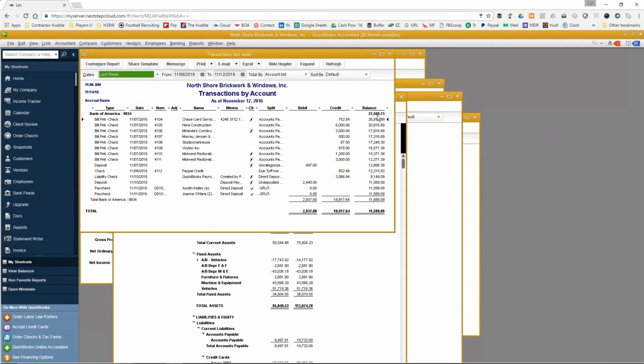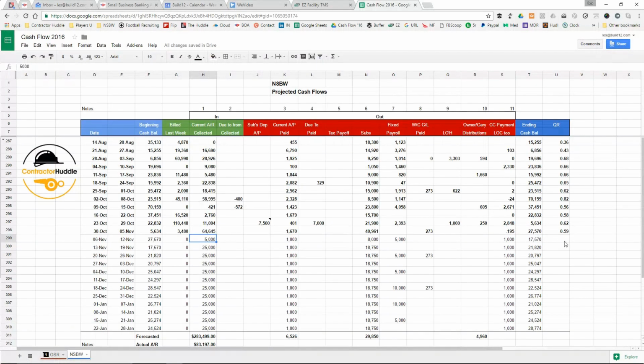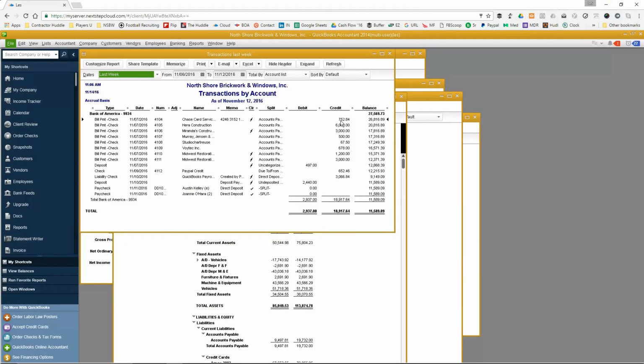It says 27,570 is my beginning balance. My ending balance is 11,589. So I'm going to come down here and put 11,589 right here as a temporary number so that I know what I'm trying to get to. So this ending balance of 17,570 right now with the projected is off. I needed to get it to this number for this to be accurate. So now I start plugging in these numbers.